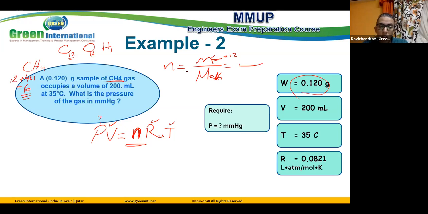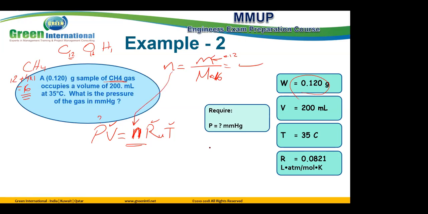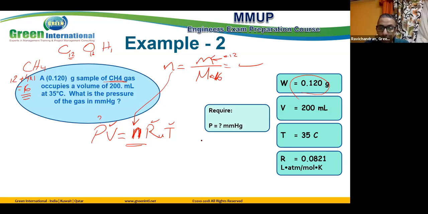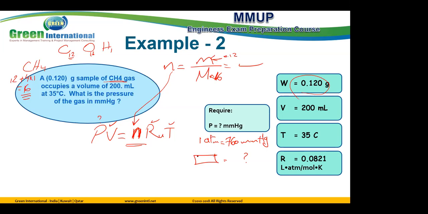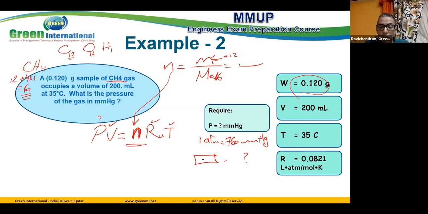After you get the pressure in atmospheres, you need to convert it, just cross multiplication. Put the conversion: 1 atmosphere equals 760 millimeters of mercury. So what you need in millimeters of mercury, which is required, equals the answer you obtained for the pressure in atmospheres, multiplied by 760 divided by 1. Okay, do you agree?